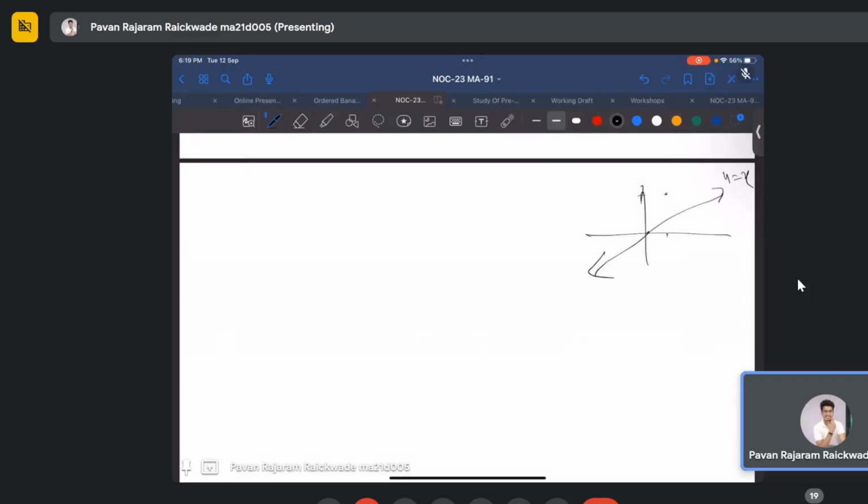What is this point here? 1 comma 2 maybe, or okay, let's take this point only, 1 comma 0, and I want to find a point on this line which is closest to this point. Any guesses what this point can be? Okay, any guesses for this point? Okay, I'll draw it maybe more precisely.